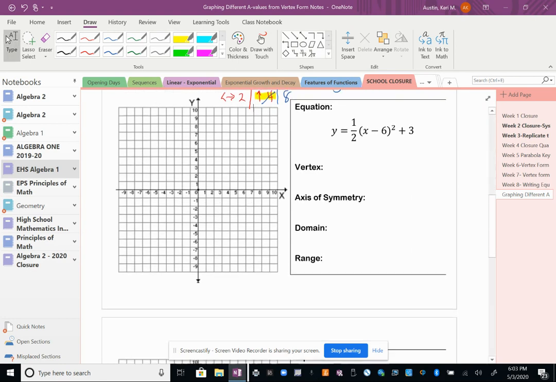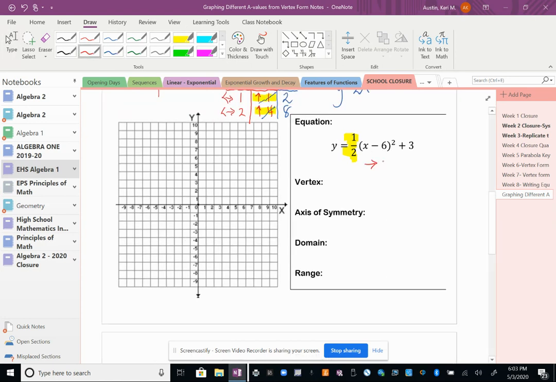All right, this time, let's just point it out ahead of time. I've got a half. So that's what I'm going to multiply those values by once we get to that point. So here we go. First, let's do our vertex. I'm going 6 to the right and 3 up. 6, 3. 6, 1, 2, 3. Okay, you can put your axis of symmetry in right now if you want. That's x equals 6.